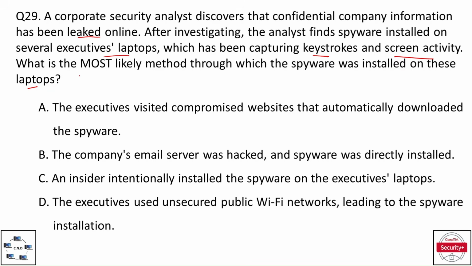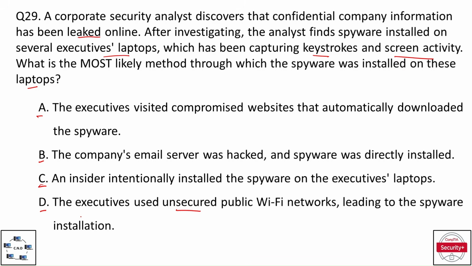So I think this question, we have already gone through this same question, but let me reread and reiterate it so that you remember it. Option A, the executive visited compromised website that automatically downloaded the spyware. Option B, the company's email server was hacked and spyware was directly installed. Option C, an insider intentionally installed the spyware on the executive laptops. And option D, the executive used unsecured public Wi-Fi networks leading to the spyware installation.